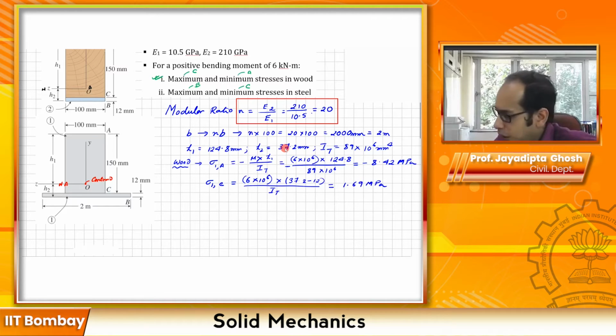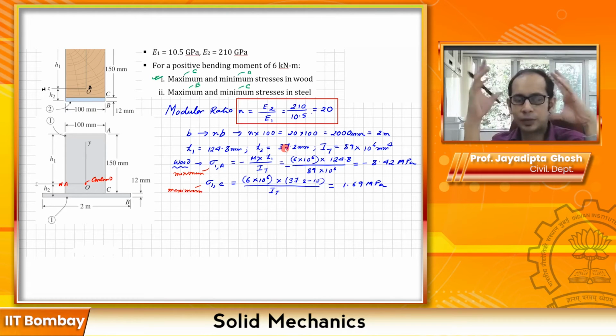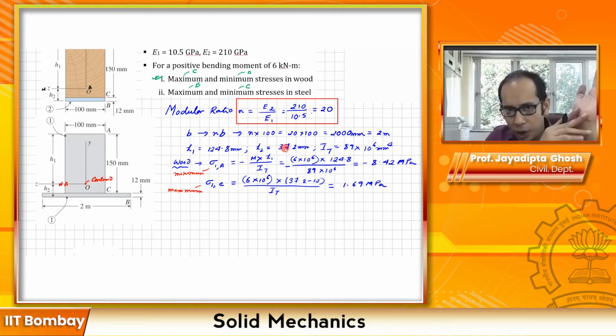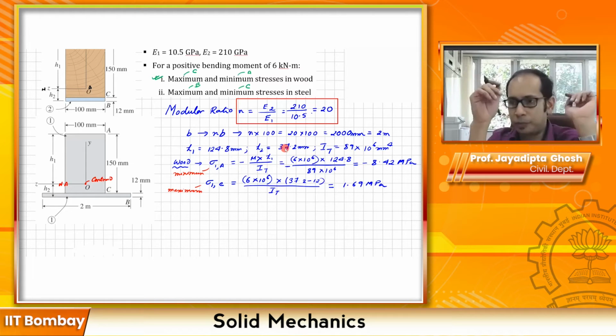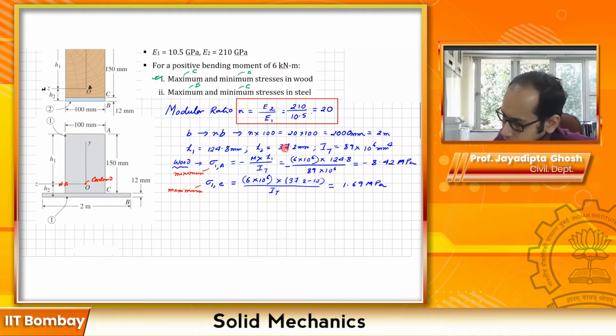So this is for the wood. So for the wood, now we have computed this is the minimum and this is the maximum. Now next is for the steel. Now remember, in the method of transformed sections, what we do is that we calculate the stresses for material 1 wherever it encompasses the material 2, and then we multiply with the modular ratio n. So let's just calculate for steel.